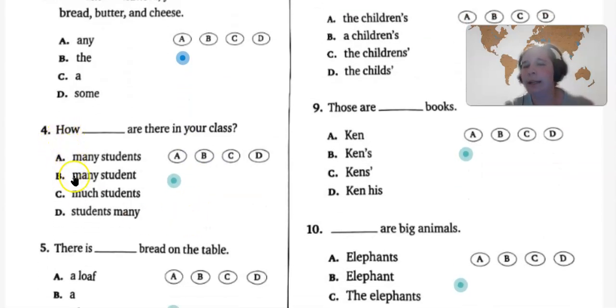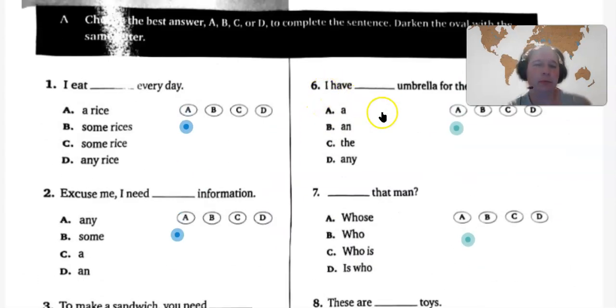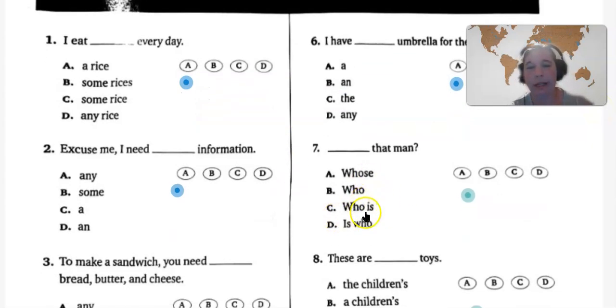How many students are there in your class? There is a loaf of bread on the table. I have an umbrella. Who is that man? C.